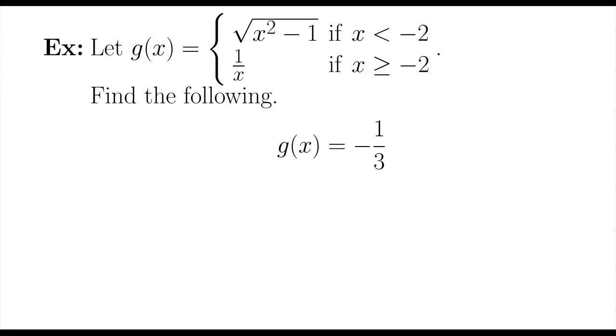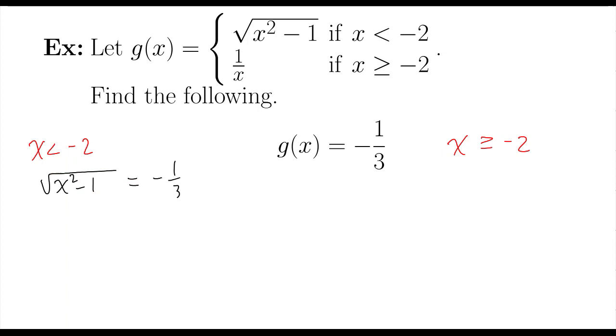Let's solve the equation g of x equals negative 1/3. Okay, two cases. X could end up being less than negative 2, or x could end up being greater than or equal to negative 2. So I have to solve both of these cases. On the left, the square root of x squared minus 1 is equal to negative 1/3. And then on the right, 1 over x is equal to negative 1/3.